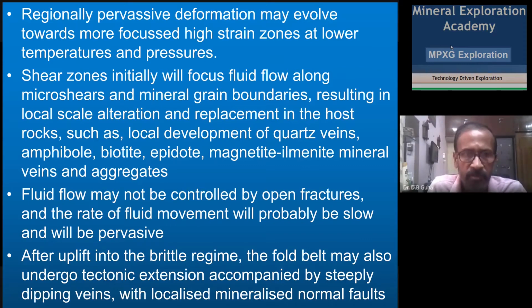After uplift into the brittle regime, once from a depth the unit comes up, the rock type comes up during fold belt evolution into the brittle regime. The fold belt may also undergo tectonic extension. Extension will follow compression, obviously, and it will be accompanied by steeply dipping veins with the mineralized normal faults, etc. So normal faults will develop in these fold belt terranes, and these will be containing the mineralized fluids which have been generated during the progressive ductile deformation.